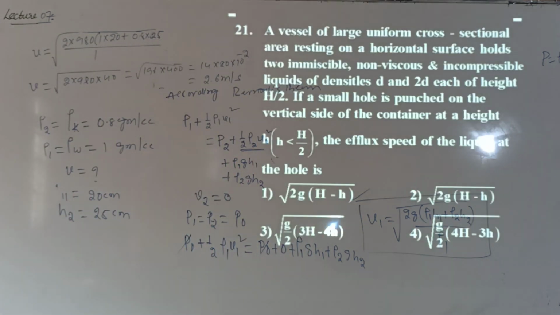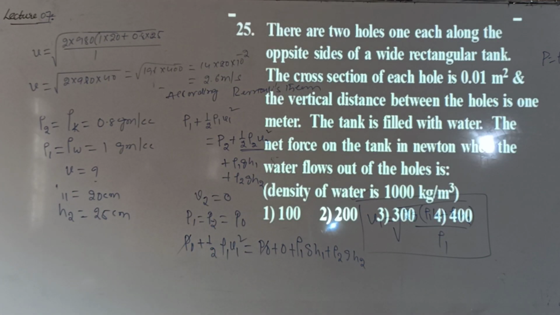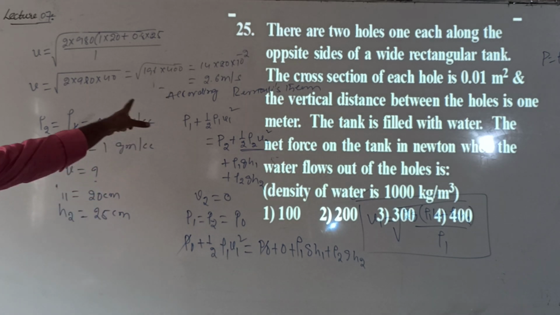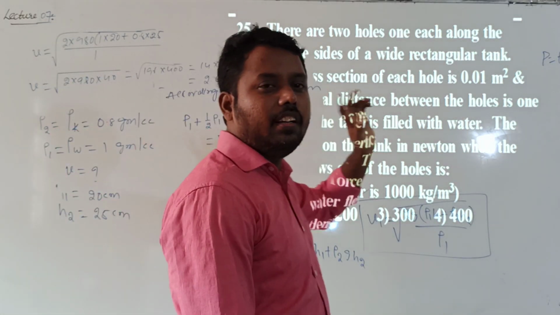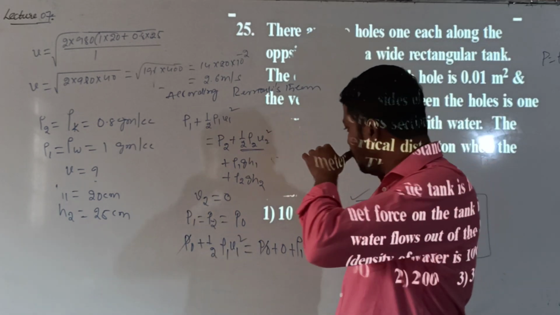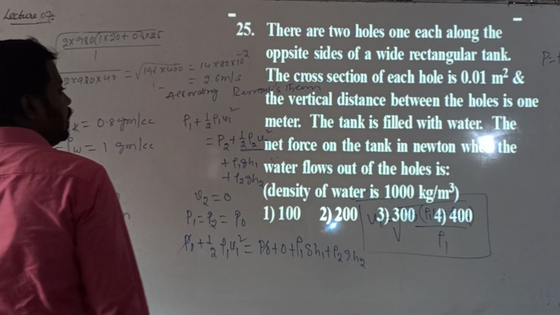So this is question number 19. The next question, 21, is the same model as this question only. That's why I skipped it. So then we'll see question number 25. Okay?